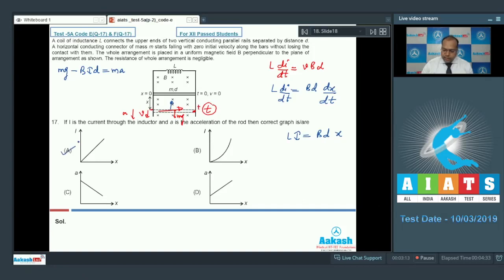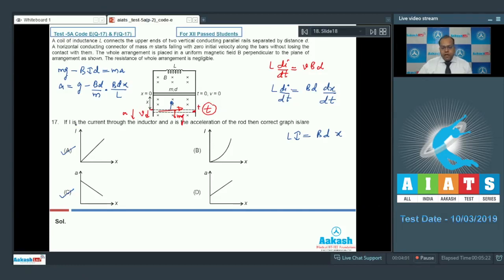So option A is correct. Now we have to find out what is the relation between a and x. In order to find out the relation between a and x, it can be written as a is equal to g minus Bd by m into I, and the value of I can be substituted from here, that is Bdx by L. So from here we can see that the intercept on y-axis is positive and the slope is negative. So option C is also correct. So the correct answer for question number 17 are options A and C.